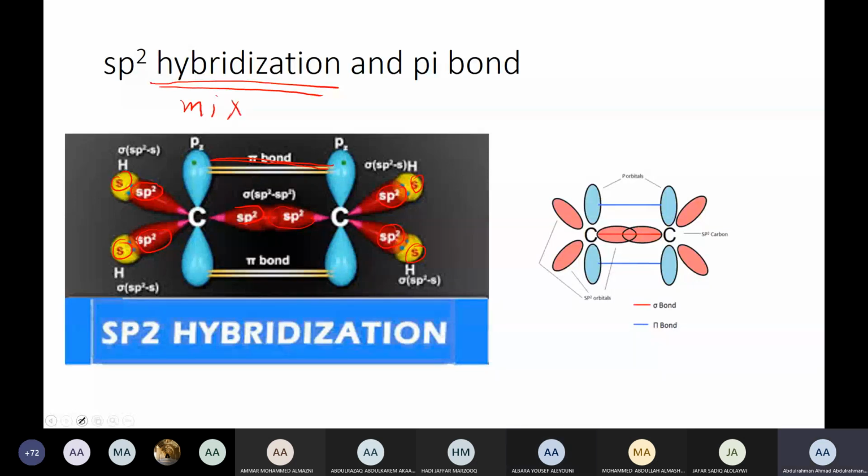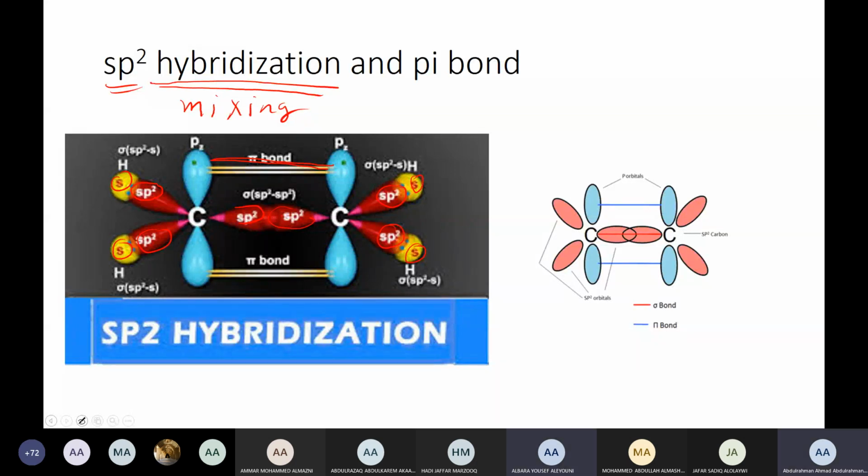Mixing. Don't forget this. Mixing, sp2 hybridization. Doctor, always p what? Always p orbitals make pi bonds.